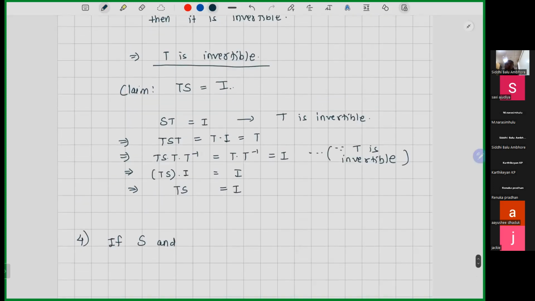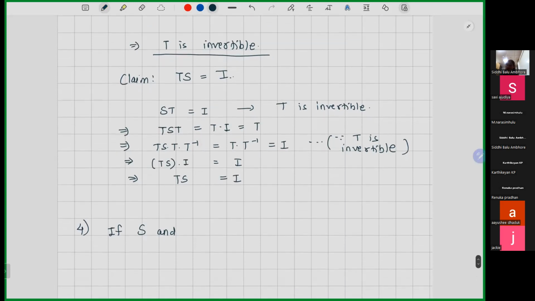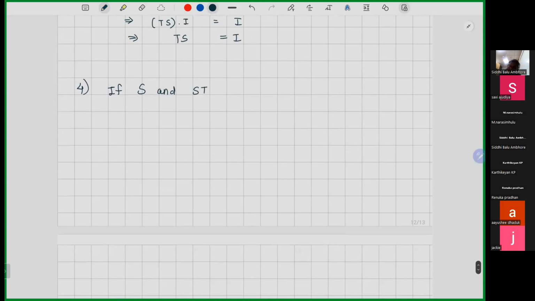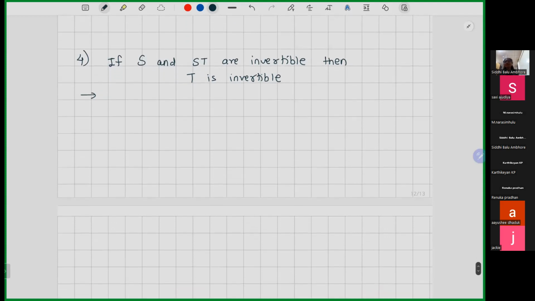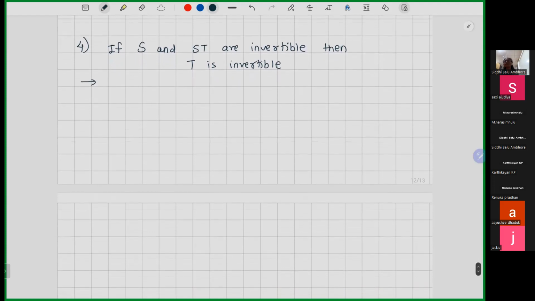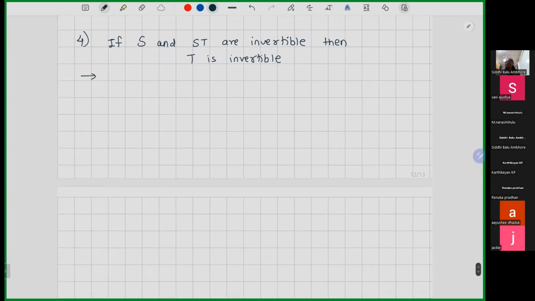So this statement was true, that we got TS is also identity. Now what we are given is that S and ST are invertible, then T is invertible. And what is your guess in this case? Any guesses? Okay, we saw so many things about invertible. What is your guess now that S and ST are invertible? Whether T will be invertible or not?